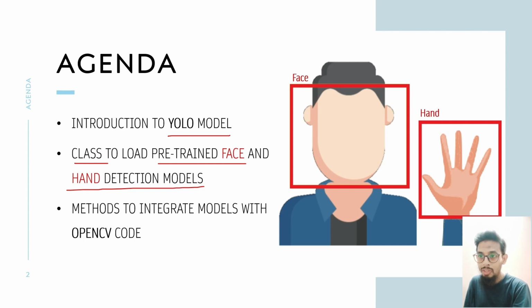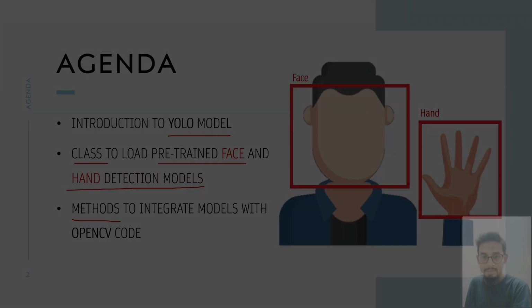Now after that, we are going to write some methods in the same class to integrate these two models with the code that we wrote in our previous video. So by the end of this video, we will be able to detect our faces and hands in the live video coming through our camera. So let's get to the development part.